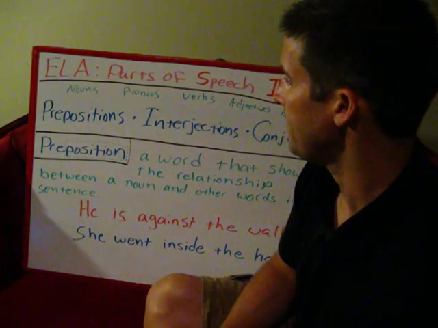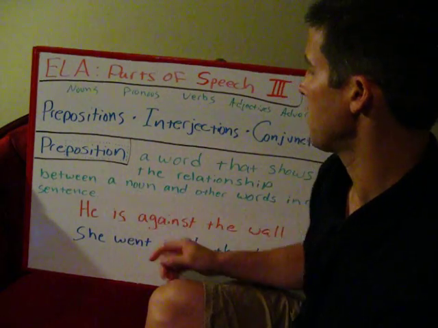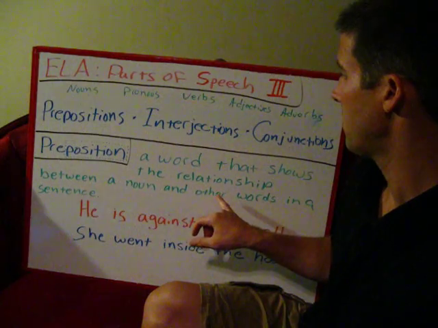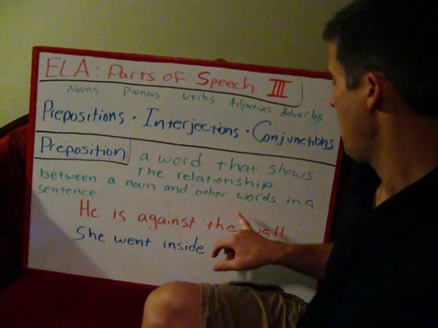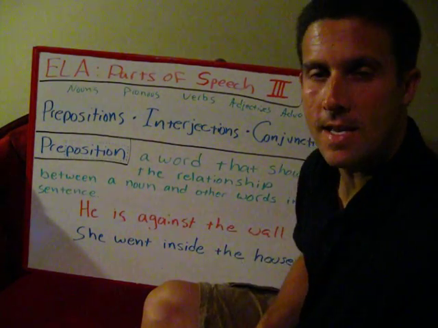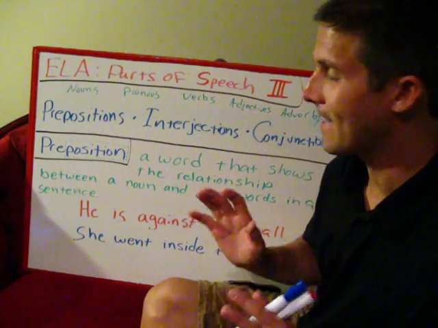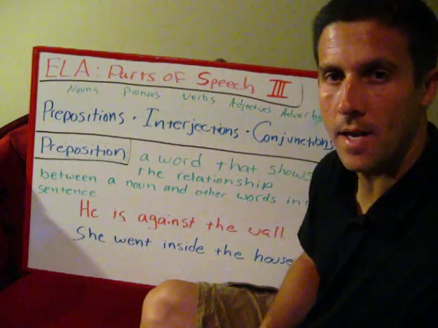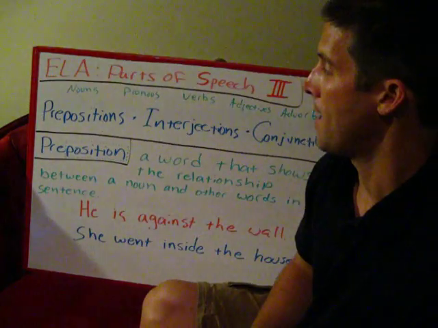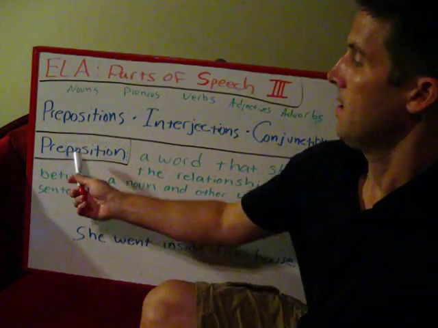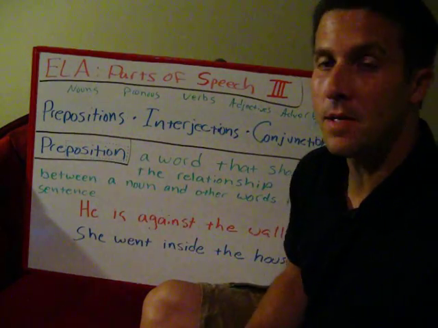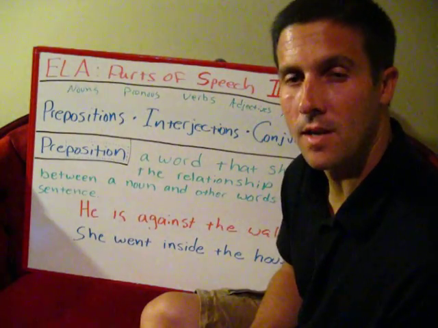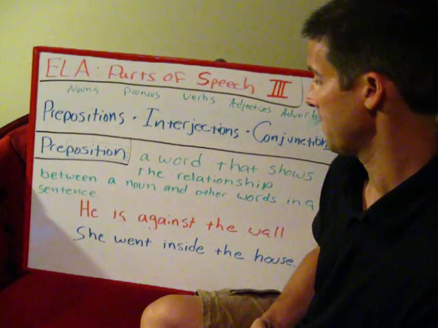Prepositions. A preposition is a word that shows the relationship between a noun and other words in a sentence. That sounds like a big definition. You may want to hit pause and write it out on your note page, but the main thing to know, and an easy word to remember, is position. Let's look at some examples because that's the easiest way to determine what a preposition is.